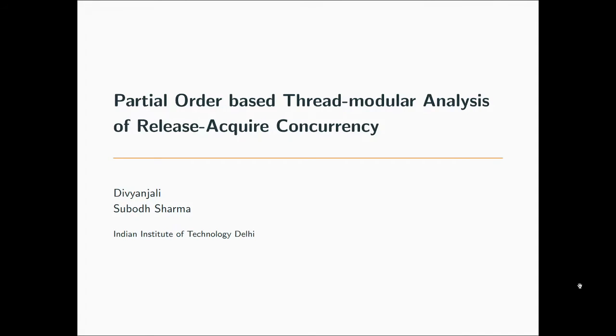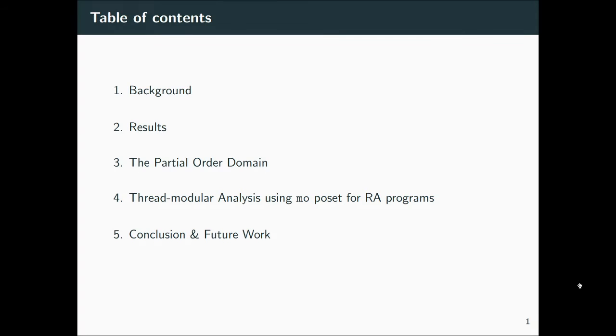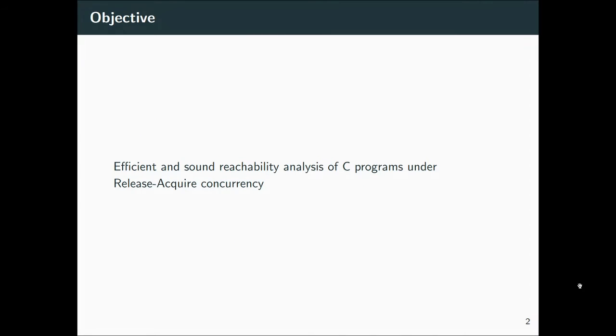In this talk, I am going to present our recent work on partial order based thread modular analysis of release acquire concurrency. This is the layout of the talk. The objective of the present work is to design an efficient and sound reachability analysis of C programs under release acquire concurrency. Before we get into the details of our method, let's understand some background concepts.